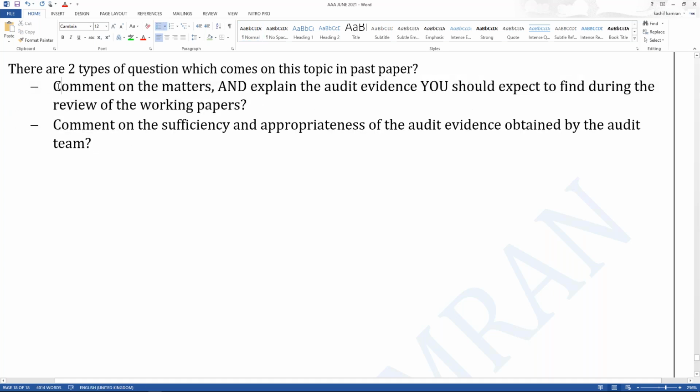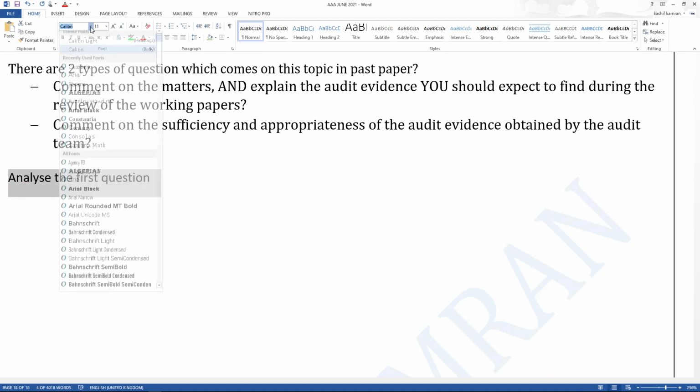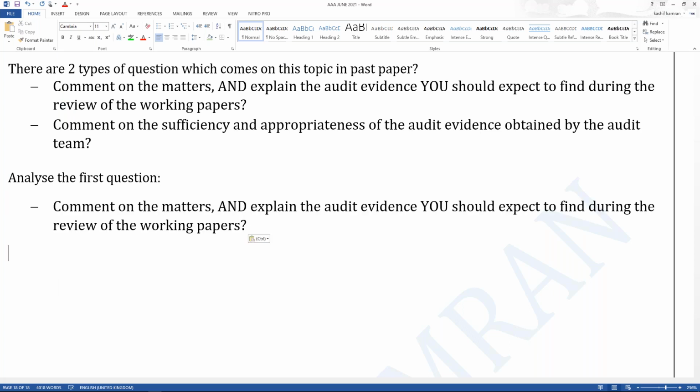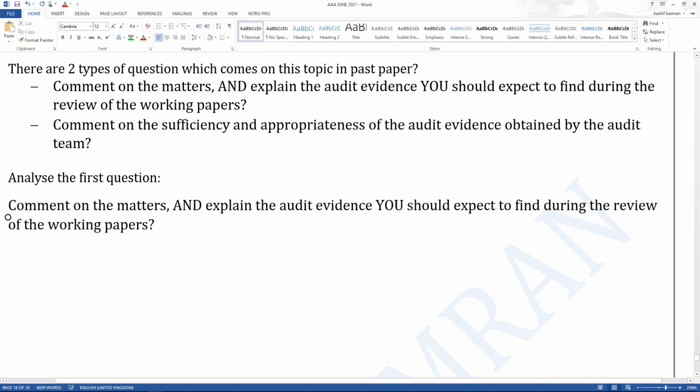Let me first get to question number one here. Control C. Let's analyze question number one, just like I did the analysis of procedures. Now when you look at the first question, which is very common in the past paper, and you copy it down and start with the analysis, see, this question is asking so many things from you.